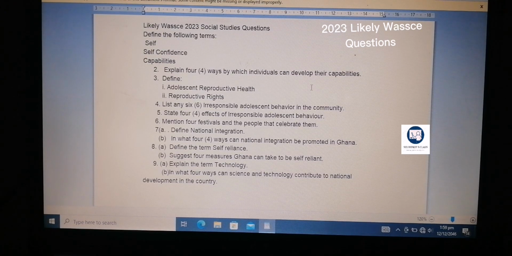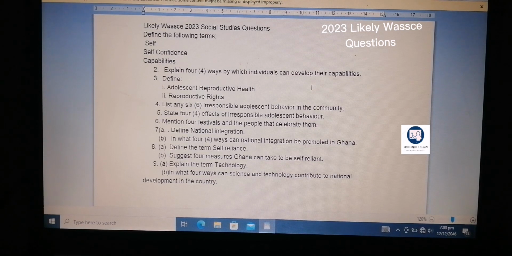We can also add one to it, that is personal drive and self-confidence. So individuals must have the trust and be determined to set tasks for themselves and complete them in order to identify their potentials and improve upon them to ensure their development.